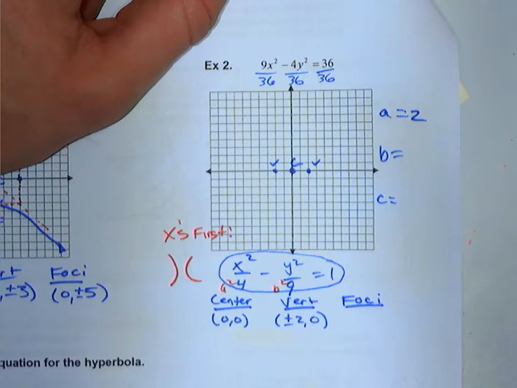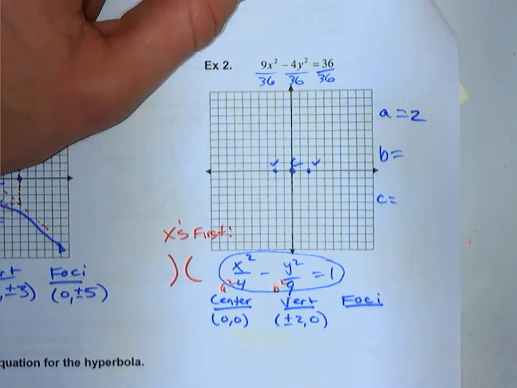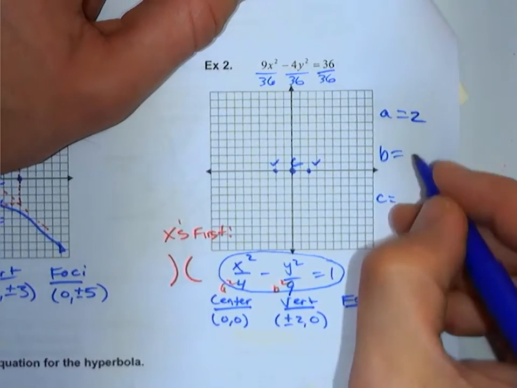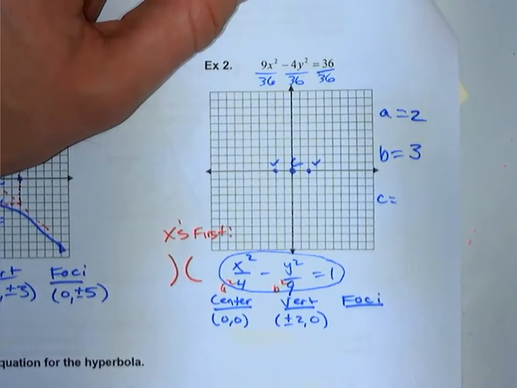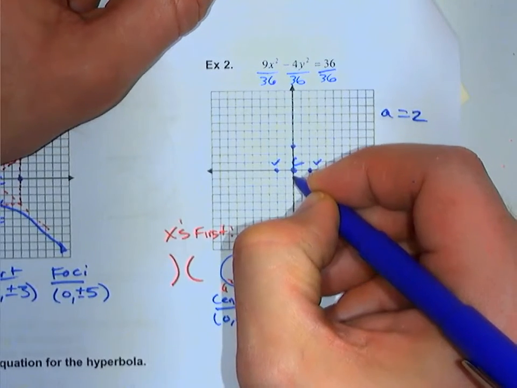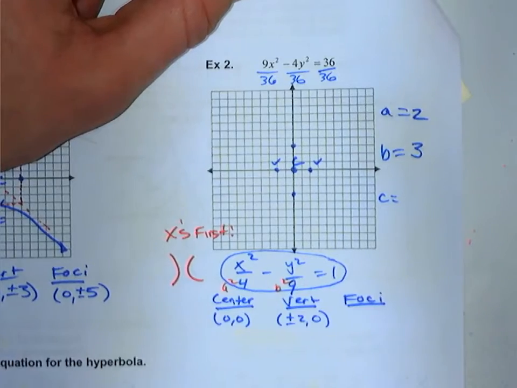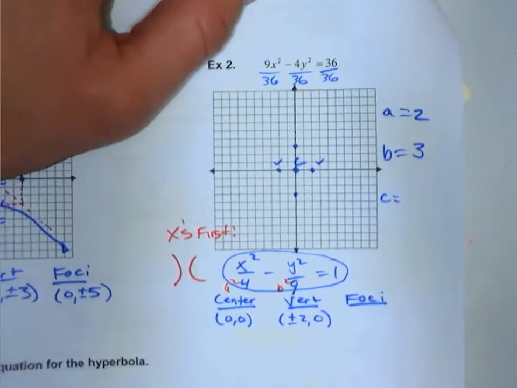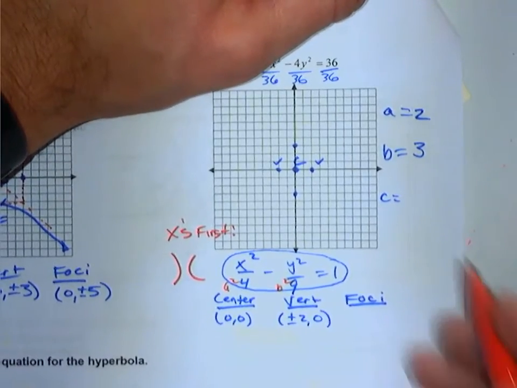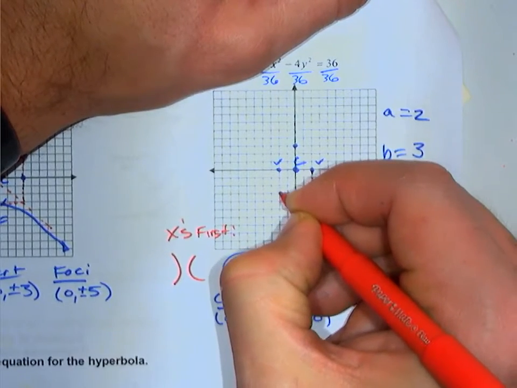And now I do my b value. Take this b squared equal 9, square root it, and we get 3. Square root of 9 is 3. We go up and down. 1, 2, 3, and down. 1, 2, 3. Now, back in the day, we would do a circle with ellipses. Now we're doing a rectangle. We just extend each point side to side.